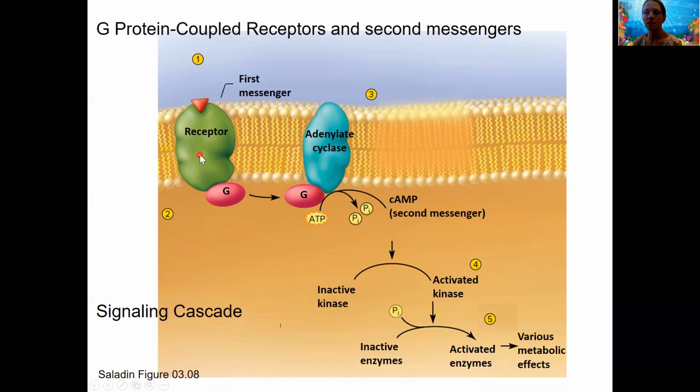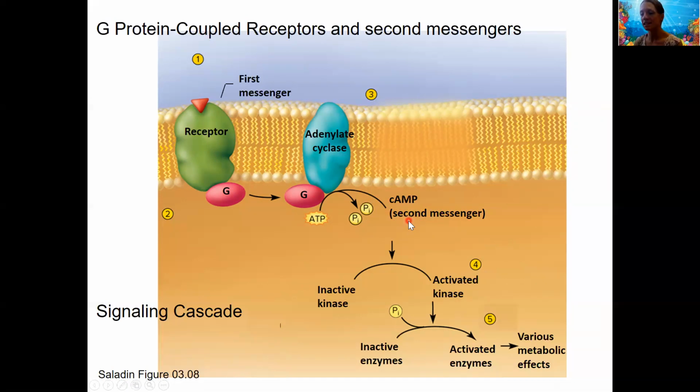What that means is it is coupled or linked to a G protein. When the first messenger binds, this G protein is released. The G protein is then going to bind to an enzyme. This is a membrane protein that's an enzyme, adenylate cyclase. It converts ATP to cAMP. cAMP is a second messenger. It is a molecule that's going to act inside the cell to do other stuff.